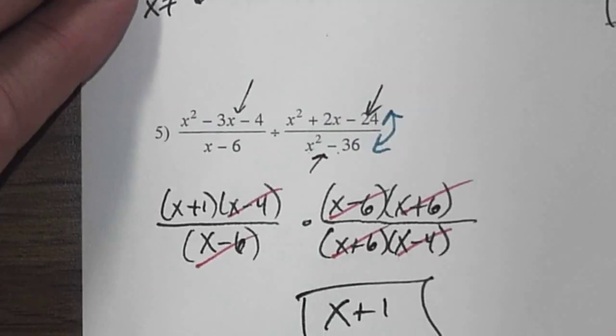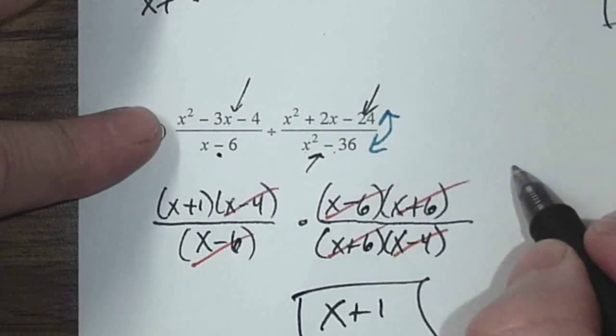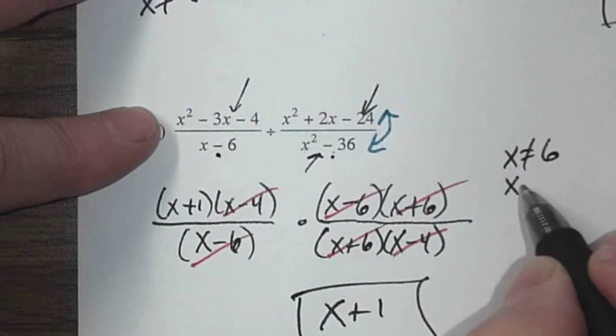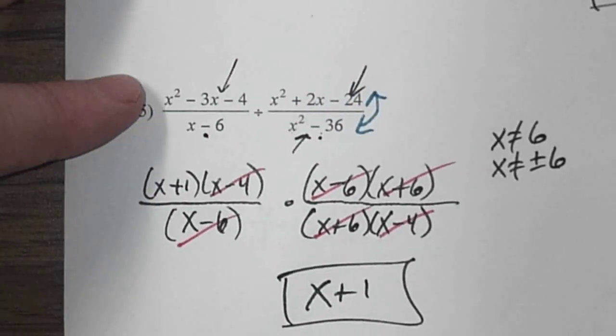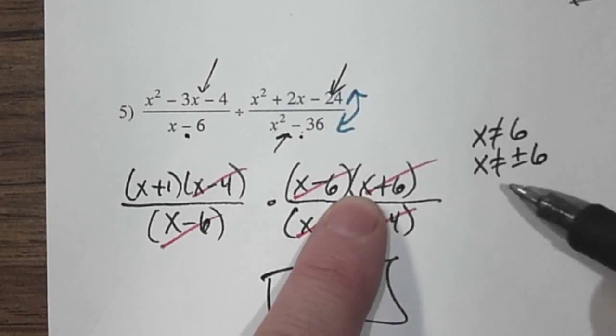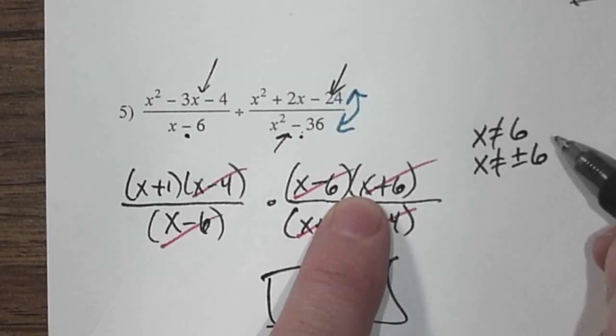Now, if we talk to excluded values on this puppy, from here, x minus 6 can't be 0, so we gotta say not equal to 6. From here, that's not equal to, I'm going to put both plus or minus 6. Plus or minus 6, because when you factor it, it was minus 6 plus 6, you would get both. Now, we don't have to put both because we already have the 6, so that's a little redundant.